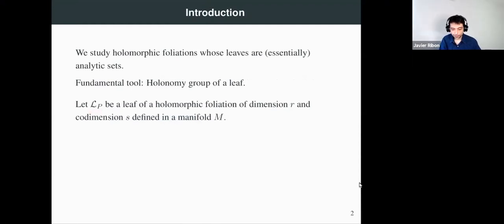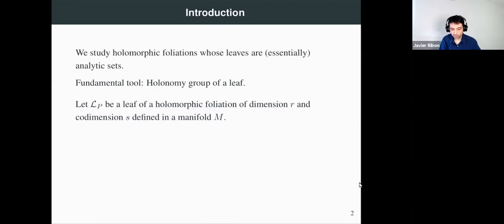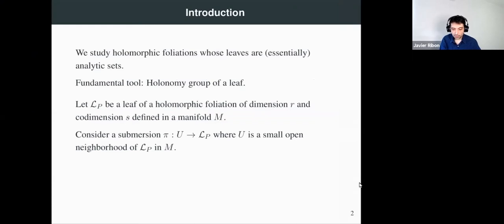So if you have a leaf L of a holomorphic foliation of dimension r, that means that the leaves are immersed manifolds of dimension r and codimension s, so the dimension of the ambient space is r plus s, okay? We can consider a submersion pi from a neighborhood of our leaf to the transversal, such that, of course, the level sets of the submersion are going to be transverse to the leaf L.